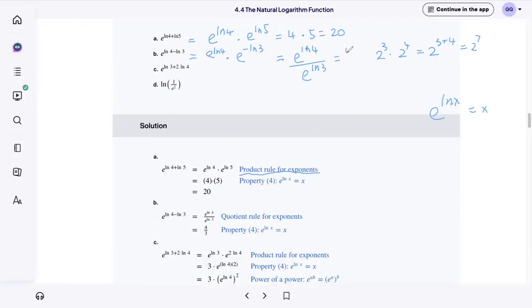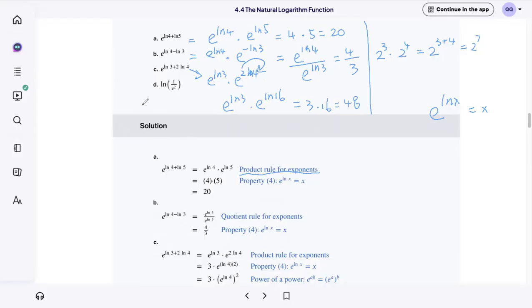Well, e to the ln 4 equals 4, and e raised to ln 3 equals 3. So that's 4 over 3. And for this one, we have e to the ln 3 times e to the 2 times ln 4. Remember, this 2 can be pulled up to be an exponent of 4. So it's e to the ln 3 times e raised to ln 4 squared, which is 16. Well, that's 3 times 16, which is 48.